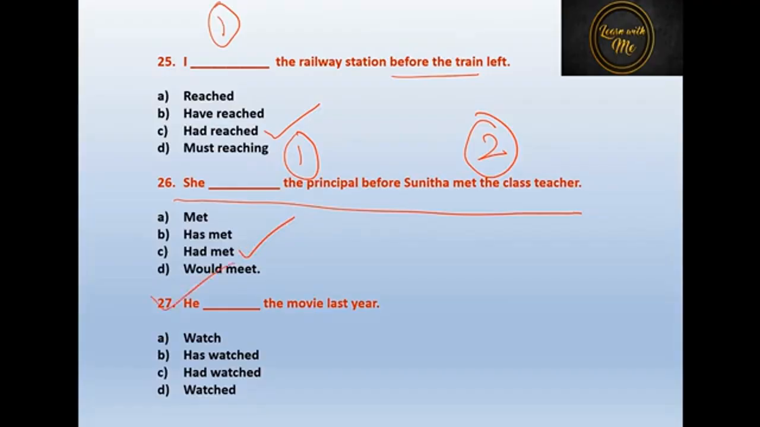See question number 27. He blank the movie last year. Now it will be very easy for you to answer: last year. So option D, watched is correct. He watched the movie last year. That is in simple past. Yesterday, last week, last Monday, in 2000, let it be. They are all long completed actions. So that is nothing but simple past.